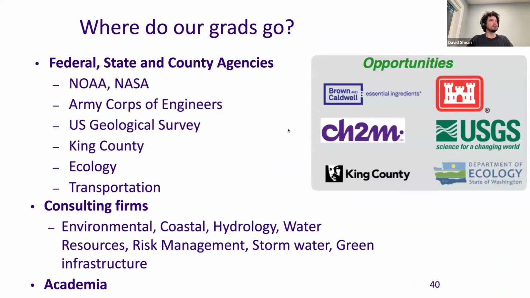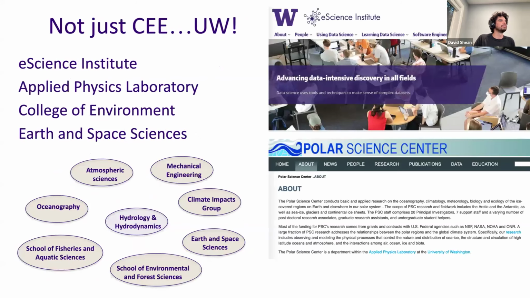And Mike had the where do our grads go slide. So some overlap. A lot of our H&H students end up in consulting firms. Some of them end up in academia. They go on to pursue a PhD, or they go on to look for faculty jobs. But a large portion of them get jobs within federal, state, and county agencies. NOAA. A lot of my students go work for NASA, the Army Corps of Engineers, USGS, as well as King County and the local state Department of Ecology and Transportation. So a lot of opportunities and a real demand, especially here in the Pacific Northwest, for our graduates.